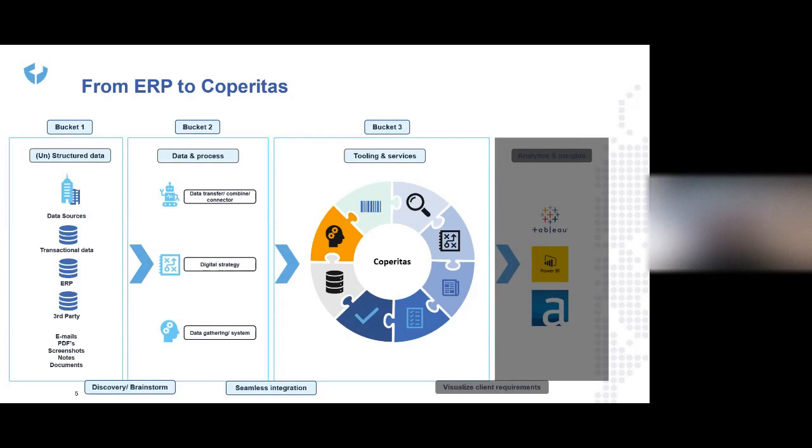On the left hand side, you see the unstructured and structured data sources. So the ERP systems, transactional systems, but also all the information that's stored on local drives or in other systems. And the third bucket, the one to the right, shows the solution, in this case Coperitas, and all the elements that are included in Coperitas. And basically the one in between, there we see the data strategy or the data and process flow, which connects the two back and forth.